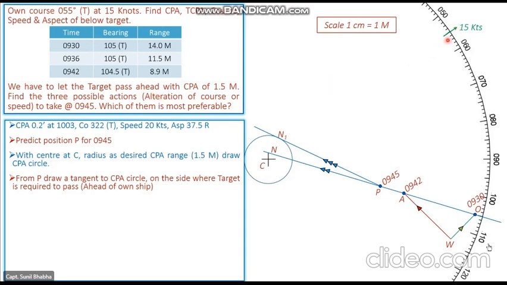Our ship is steering a course of 055. So our ship steering 055, the target has to pass ahead of us. That means on this particular tangent line, PN1. If we take the second tangent in this particular way and the CTA is somewhere here, with our ship moving on a course of 055, the target would be passing astern of us. So that's why we have not picked up the second possibility of the tangent.